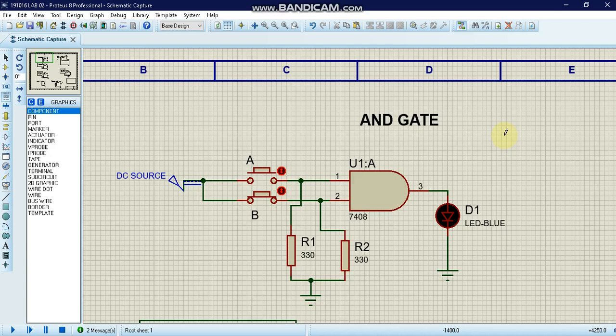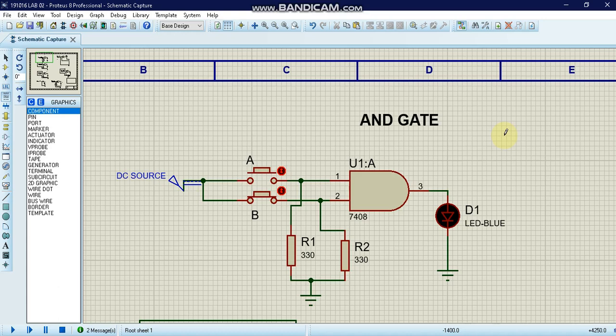First of all, we should know that Proteus is a software which is used for implementing our electronic circuits, many electronic circuits. It is basically used to do simulation to check if there is an error inside our electronic circuit, and it is also used to carry out the PCB layout, the printed circuit board layout, to be used as hardware.